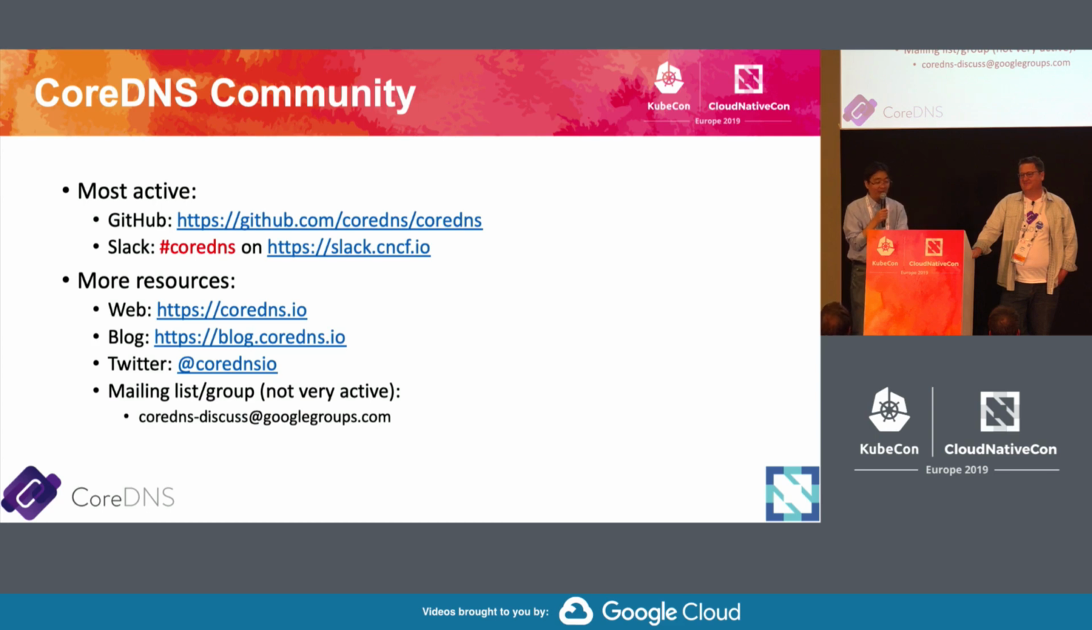For the CoreDNS community, if you want to find help, you can always find help on GitHub. That's the most active one. The Slack channel is another one that's very active. I think John is on the Slack channel most of the time. We have other resources on the website. We have a blog. We have Twitter. The Google group is not very actively maintained, so that's not a place to search for help.